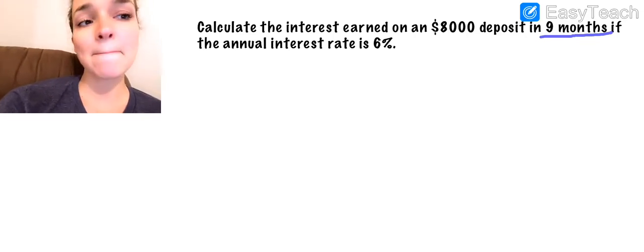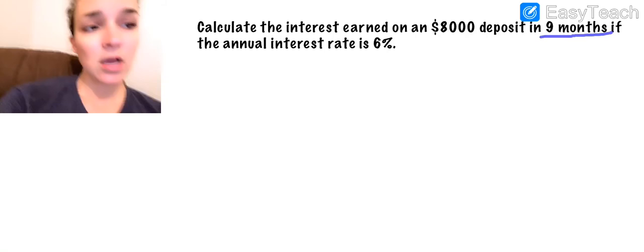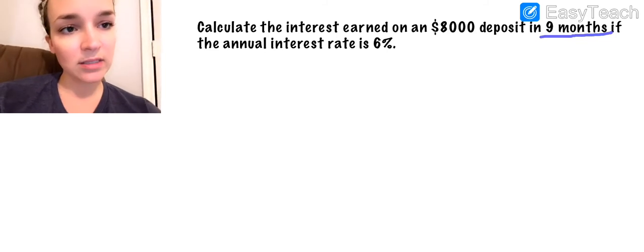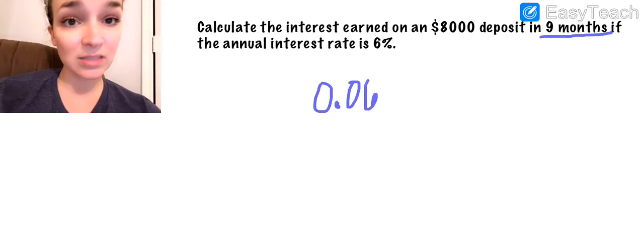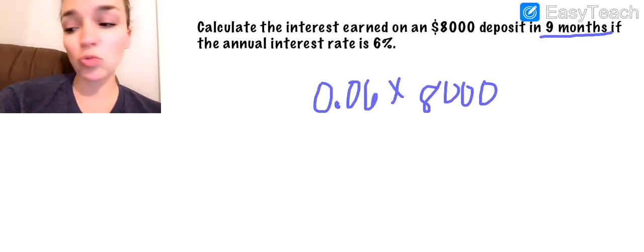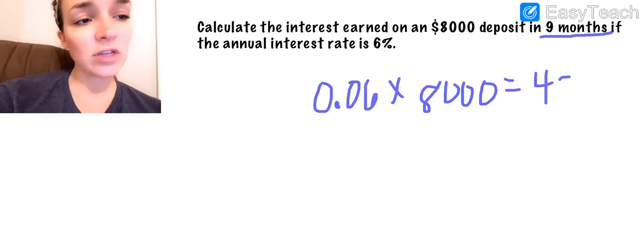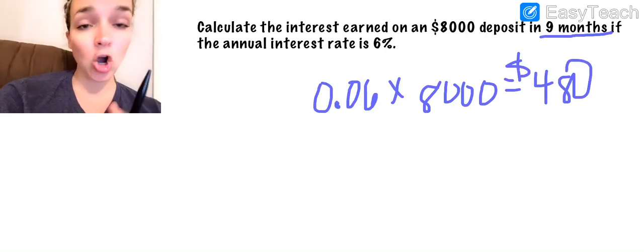So if we're talking about 9 months here, we could still set up our interest calculation the same way. We're still finding 6% of 8,000. So that's going to be 0.06, because remember we turn that percent into a decimal, and then we multiply it by 8,000. Okay, so when you multiply that, you're going to end up with 480. So that's $480 that you are earning on your money.